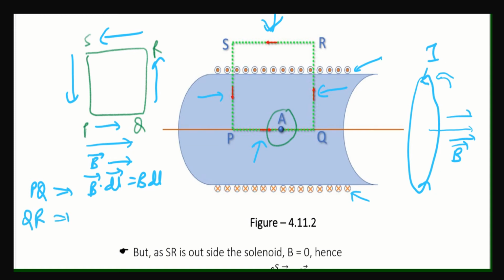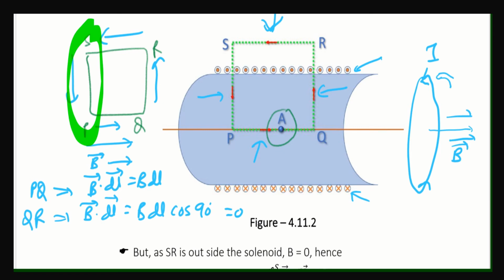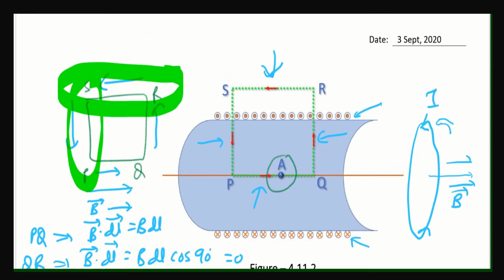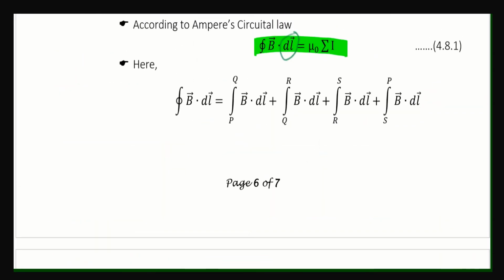When you go from Q to R, B dot dl is B dl cos 90, and that is 0. Similarly, that is true for S to P also. And when you are going from R to S, there is no magnetic field because outside the solenoid the magnetic field is 0. So we are coming down to this type of situation.